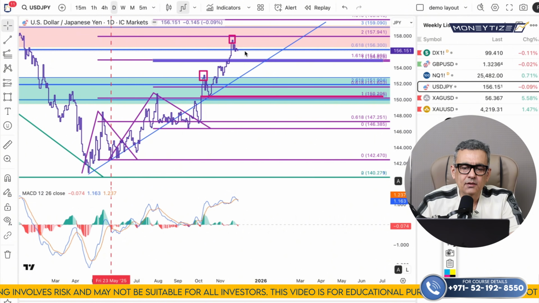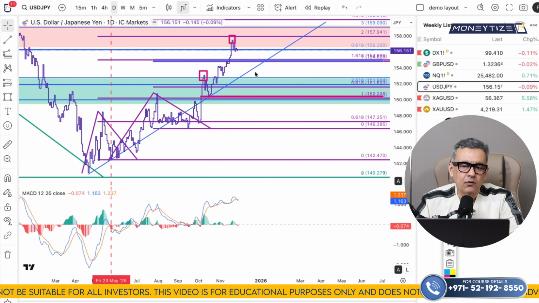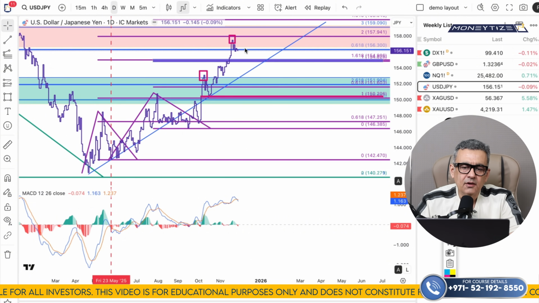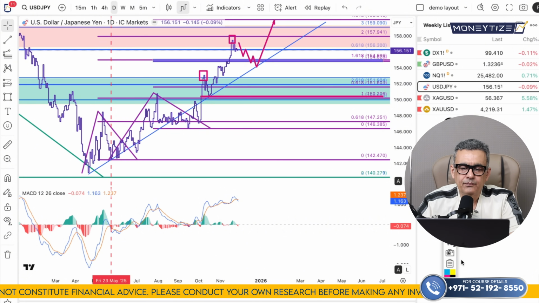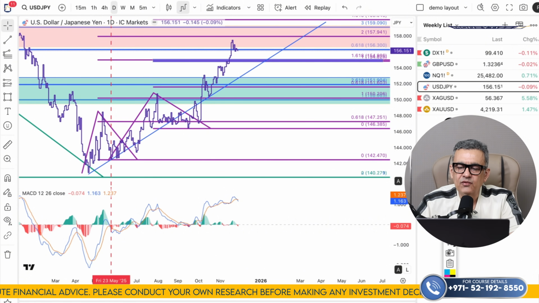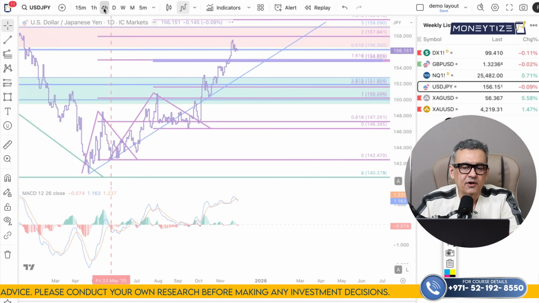So that is the reason, because breakout structure in the bearish direction is not yet done. Our rising trend line is not yet compromised. So I'm expecting a short-term pullback, retest of the rising trend line, or maybe the support at 154.90 or 82, and then continuation higher. Let's move down to the next lower time frame, that is 4H.